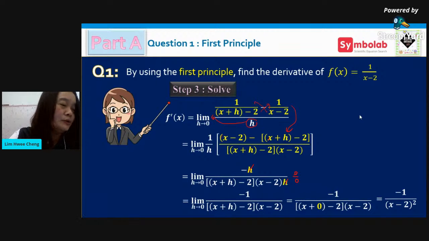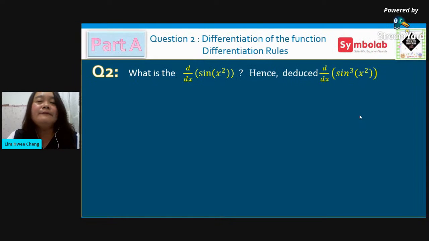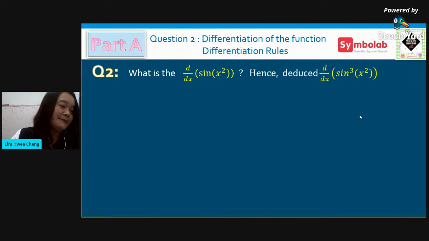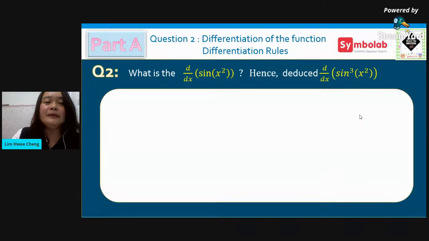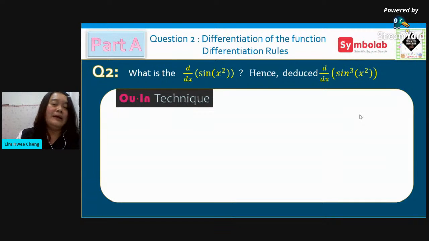Question number 2 is mostly about the differentiation of functions. For this case, I choose the trigonometric function. This is the most difficult part. I think it is where students make the most common mistakes. They always make mistakes whenever they differentiate trigonometric functions. So class, maybe I will introduce to you a technique that I call the out-in technique.